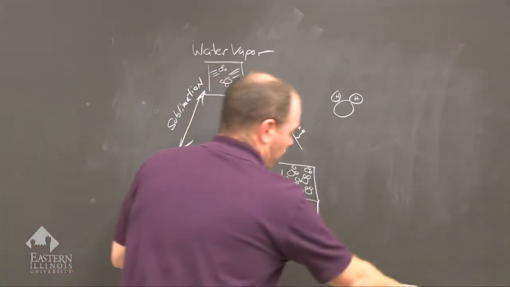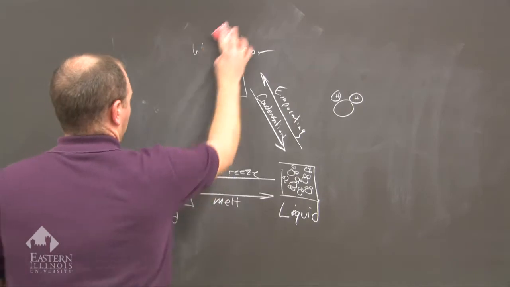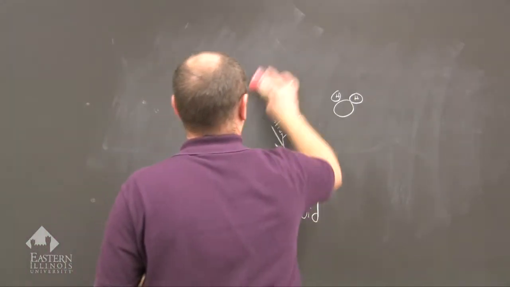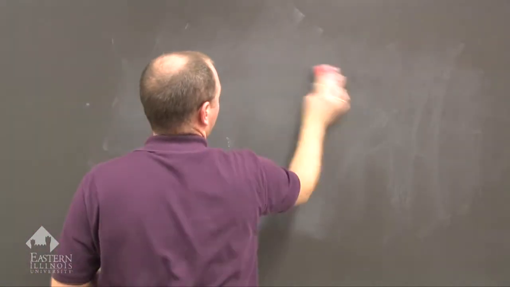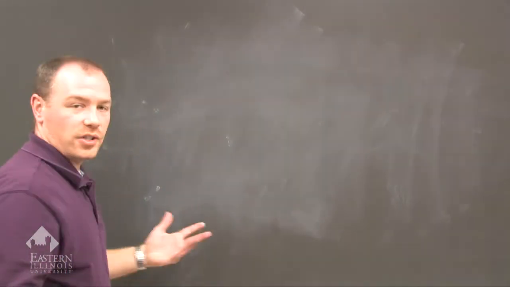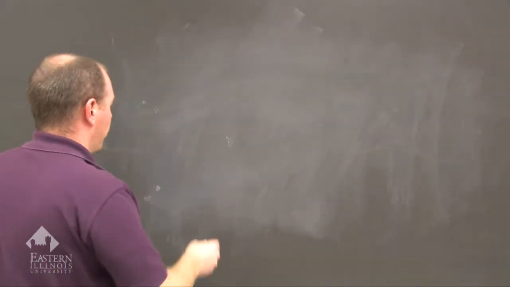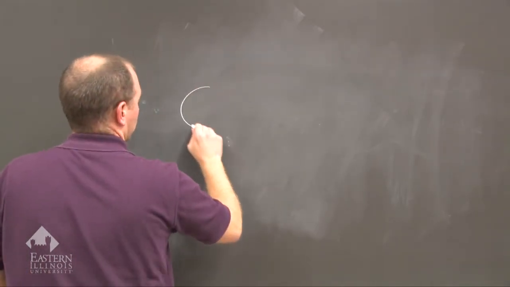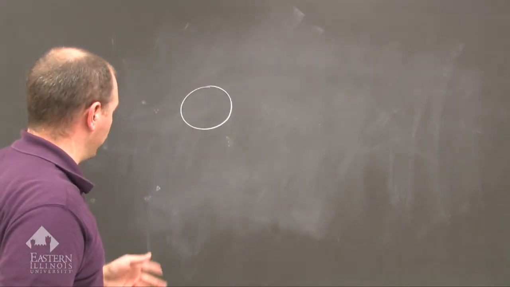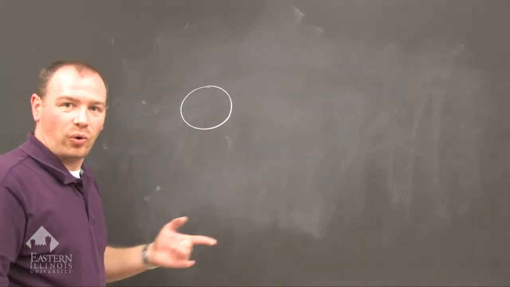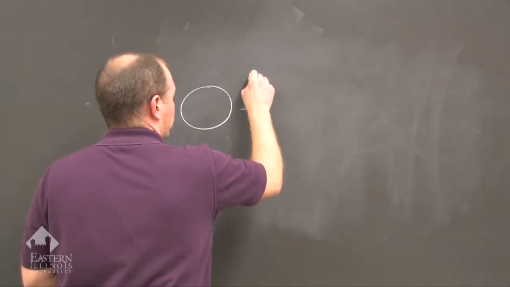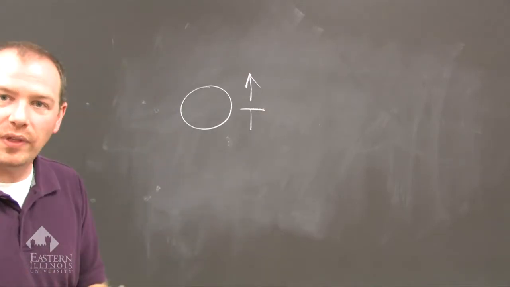All right, the next point of this is the relationship relative humidity has with temperature. Now let's start with a parcel of air. A parcel of air at one temperature, to start out with, we increase that temperature. We raise that temperature. What will that parcel do?